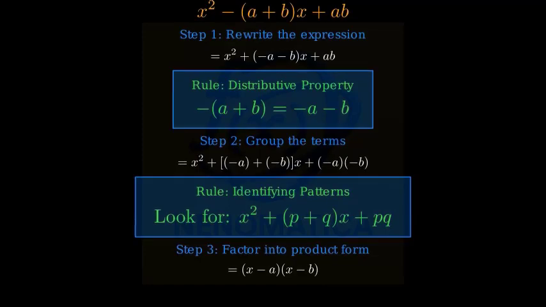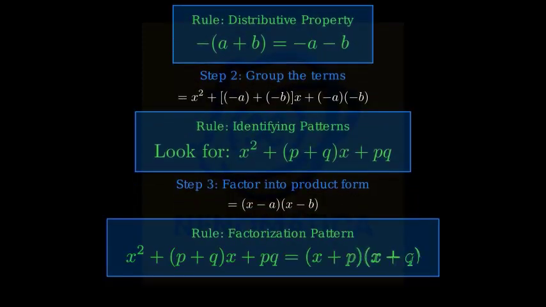We get the expression equals the quantity x minus a times the quantity x minus b. This factorization works because when we multiply these factors and expand, we get back our original expression. The pattern we're using is that if we have x squared plus the sum of p and q times x plus p times q, this can be factored as the product of x plus p and x plus q.